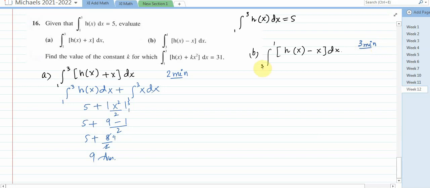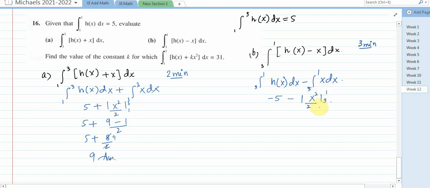Alright, so when we start the solution, we are going to multiply the sign of integration, so that is the integral from 3 to 1 of h of x dx minus the integral from 3 to 1 of x dx, right? Since the limits are swapped, the first will be equal to negative 5, right? Minus, and when you integrate it, it will be x square divided by 2 with the limits of 1 and 3.